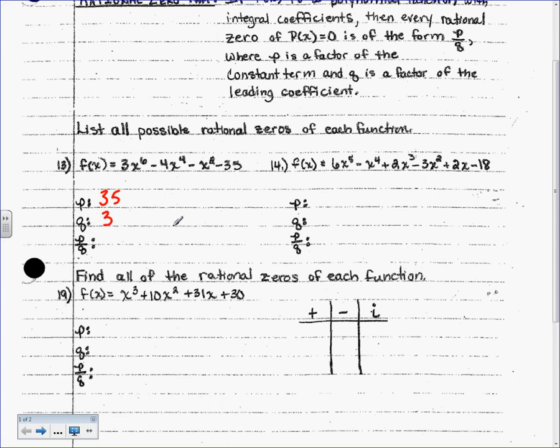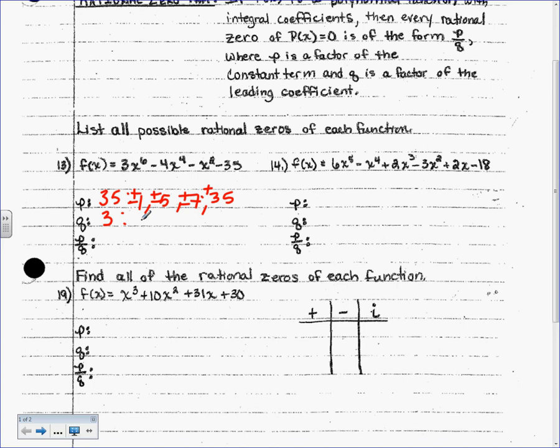So the possible rational zeros is p over q. So I'm going to write all the factors of 35 and all the factors of 3, and then I will make them a fraction, okay? So what goes into 35 evenly? We got 1 and 35. We've got 5 and 7. And that's really it, right? 1, 5, 7, and 35. That's how I list them. And technically, we should put plus or minus in front of each of them, okay? Because 1 times 35 gives me 35, but so does -1 times -35, right?